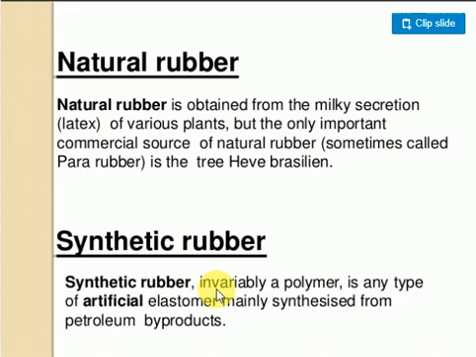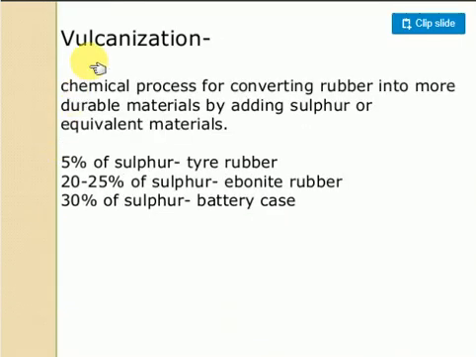So what is this called? Synthetic rubbers only. From natural rubbers they prepare synthetic rubbers. Generally they will add sulfur to the natural rubber to make it durable. This is the vulcanization process. What does vulcanization mean? They take natural rubber and add a small amount of a chemical like sulfur. It is a chemical process for converting rubber into a more durable material by adding sulfur.